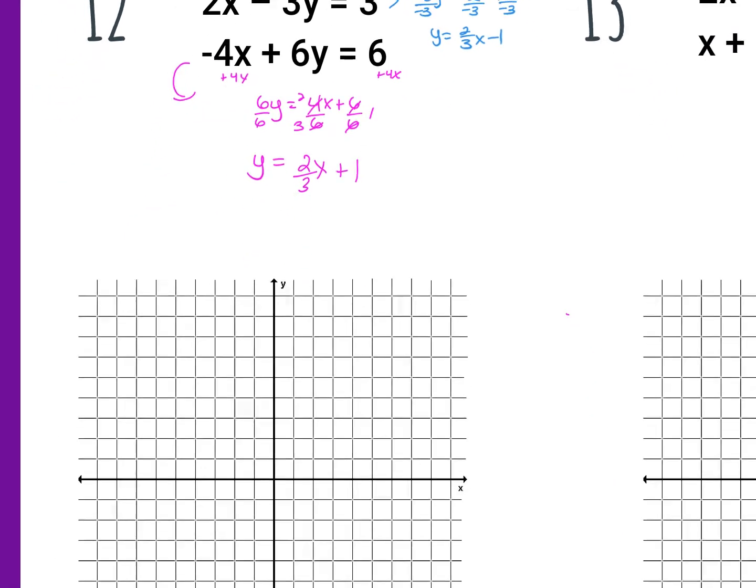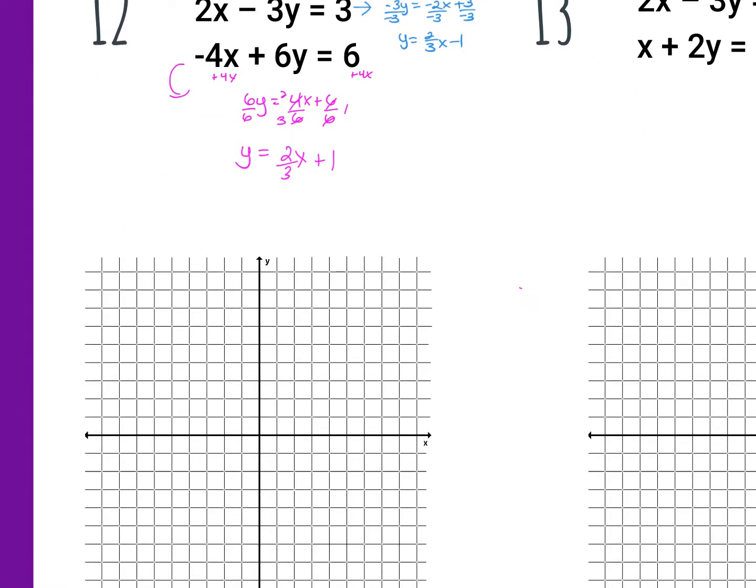If you are graphing it anyways, we would start, I'm going to do the blue one first. Start at -1, because that's my y-intercept, and then my slope is 2/3. So up 2 and to the right 3, or down 2 and to the left 3. Either direction works. And then draw yourself your line.